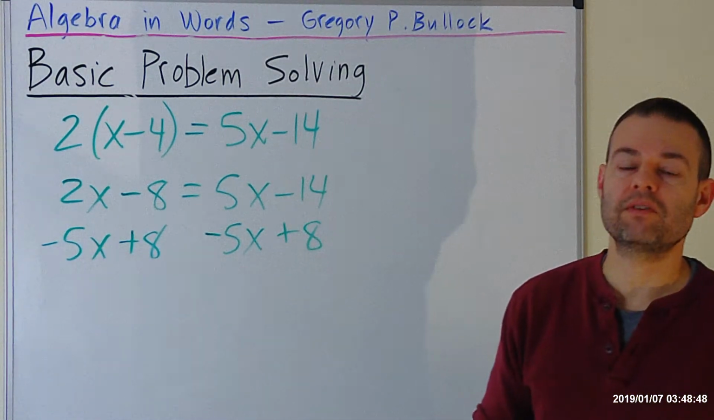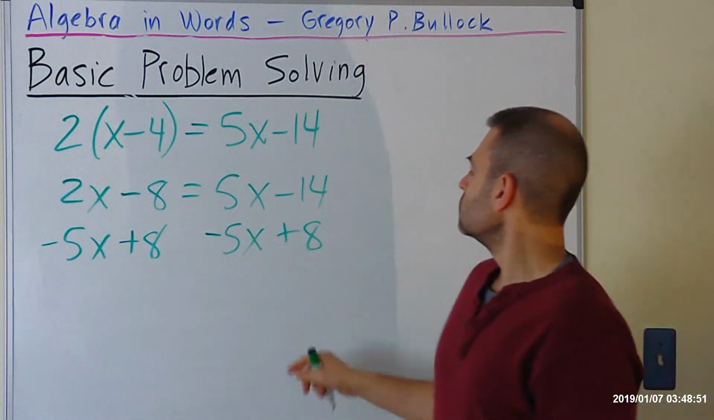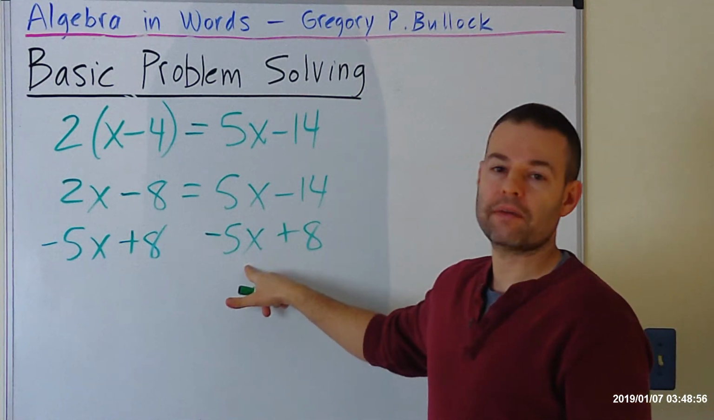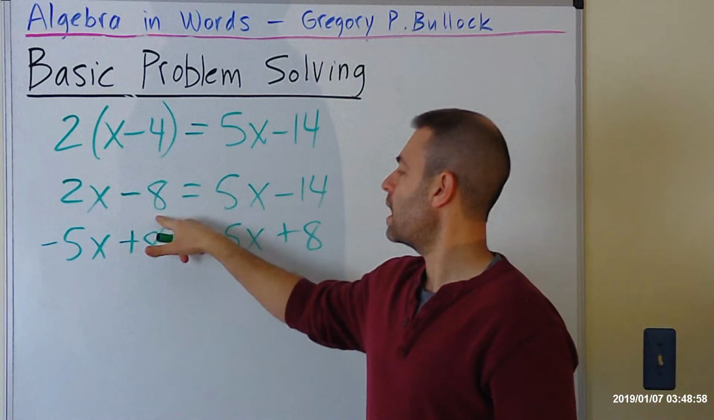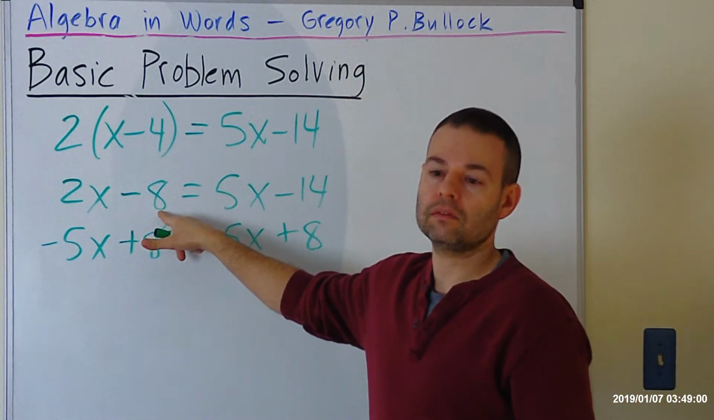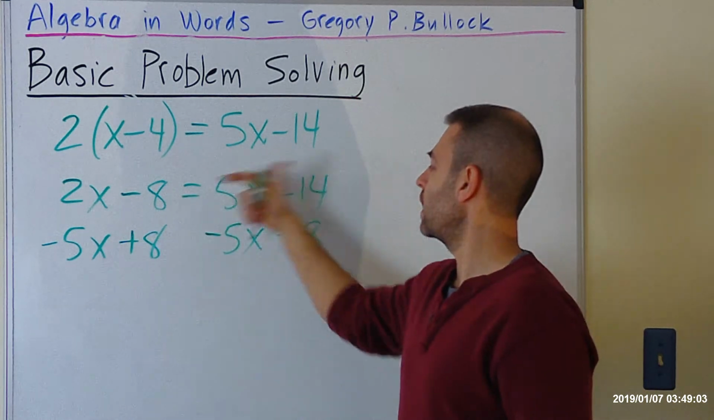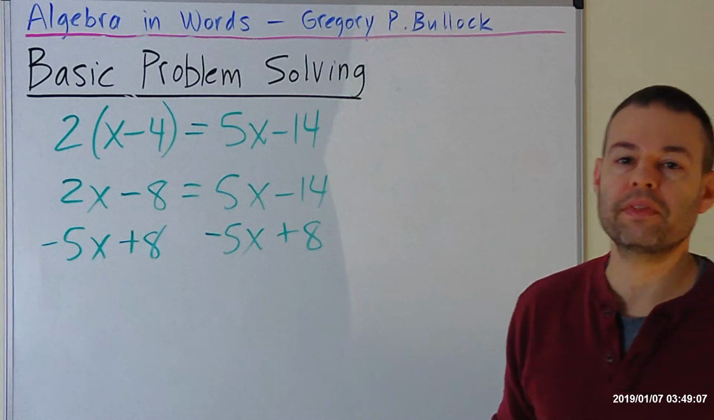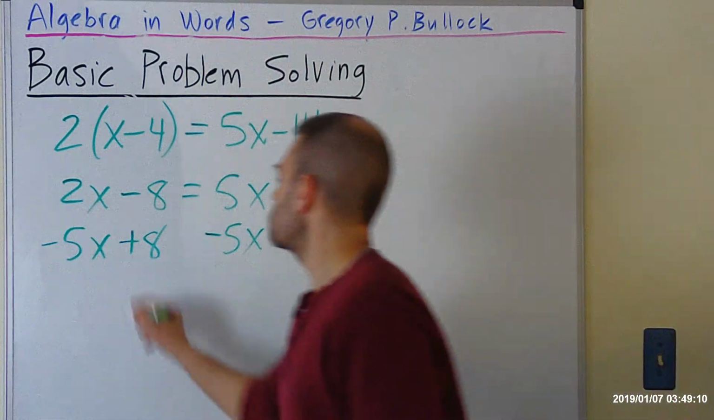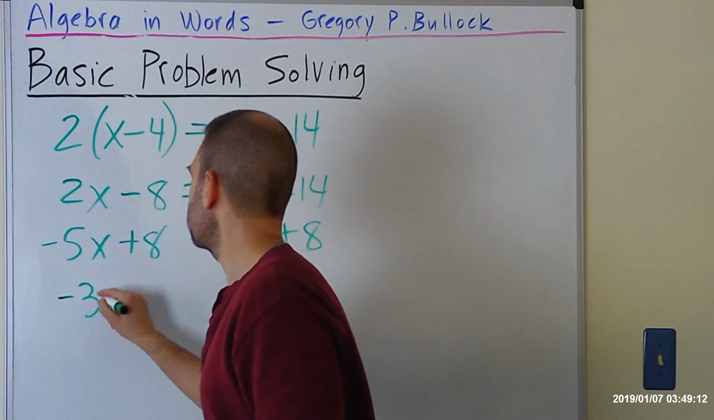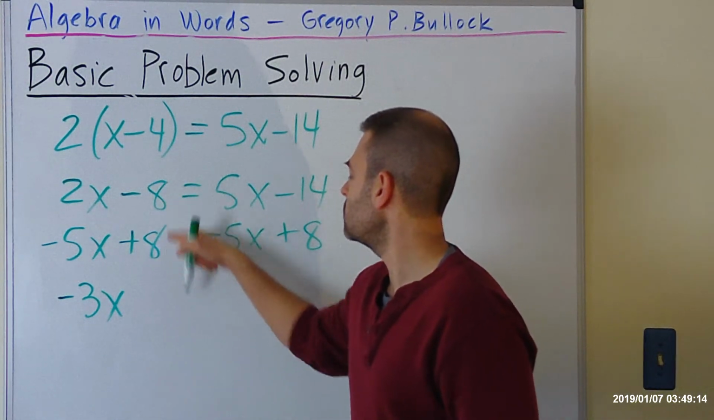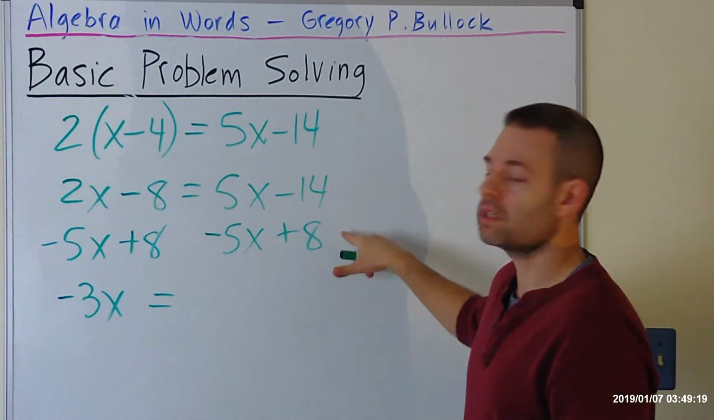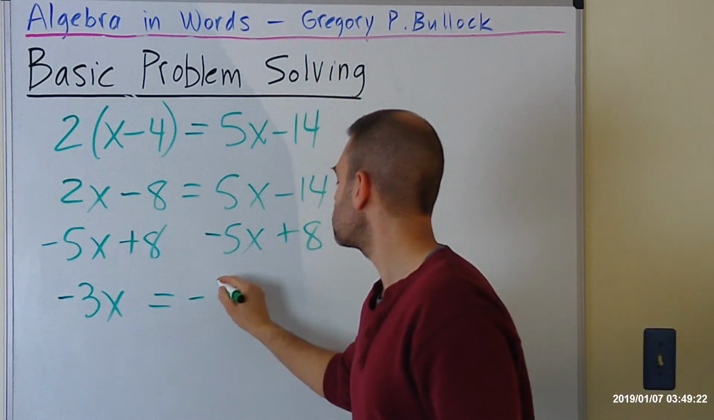And just to pause and reiterate what we're doing and why, we're moving the term with the variable to the left by subtracting 5x from both sides, and we're moving the constant, the number, negative 8, to the right by adding 8 to both sides. All right, so let's do the math. So this is going to give us negative 3x equals, these cancel to 0, and then we have negative 14 plus 8 is negative 6.